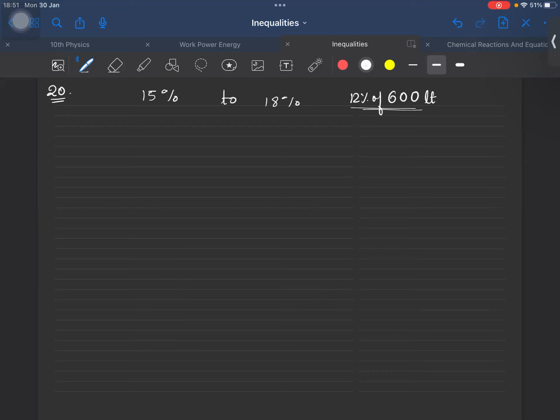Now, how should we proceed with this? A manufacturer has 600 liters of 12% solution of acid. How many liters of, okay? So first we have to assume the acid solution that is required. Usually we take X or Y, whatever variable you want. So let X be X liters of 30% acid to be added.